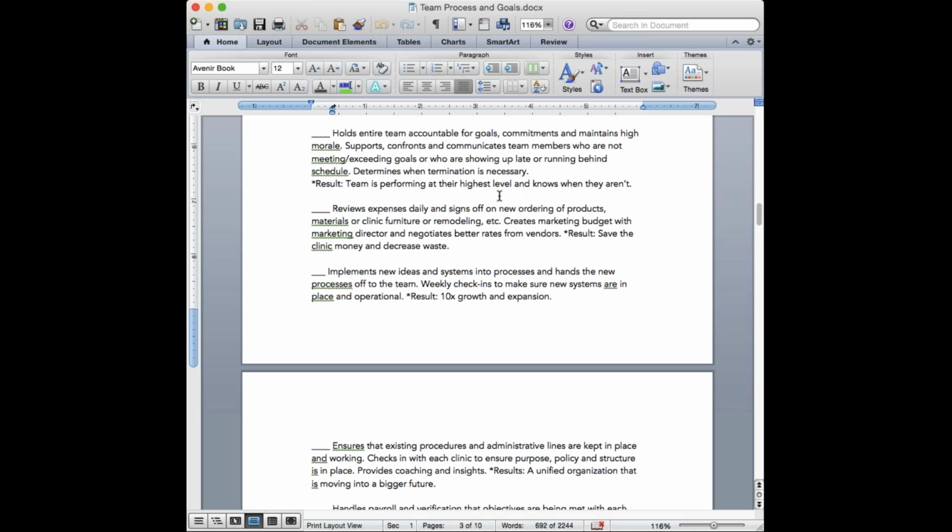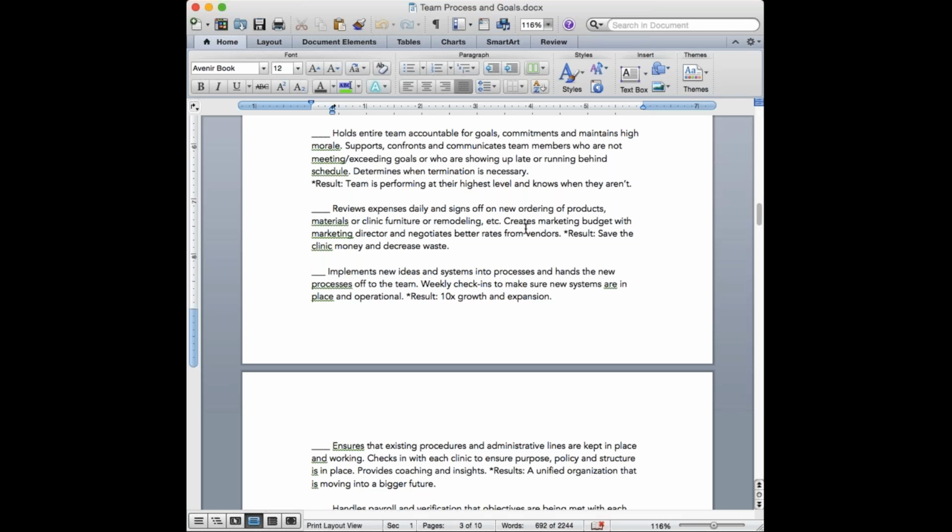They're also going to look at ordering medical supplies, materials, make sure needles are in, any furniture remodeling. That's another big one. If there's more chairs needed, they need to be on top of that and be able to see that and have the ability to order that. Creates marketing budget with the marketing director and negotiates better rates from vendors. So that's a big one, especially as you get higher volume.